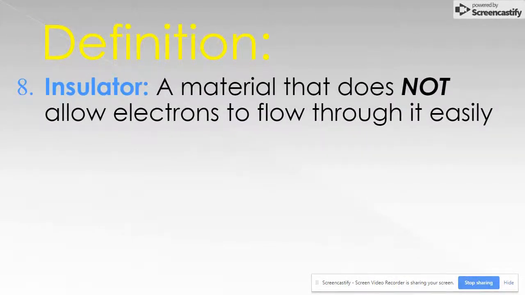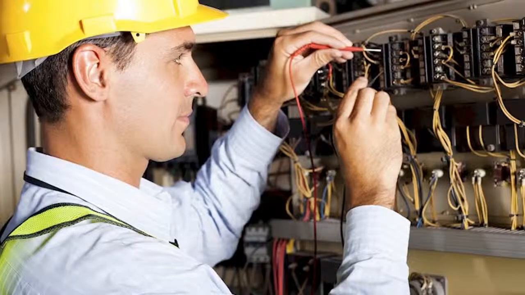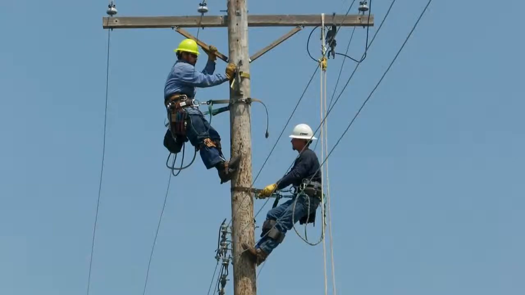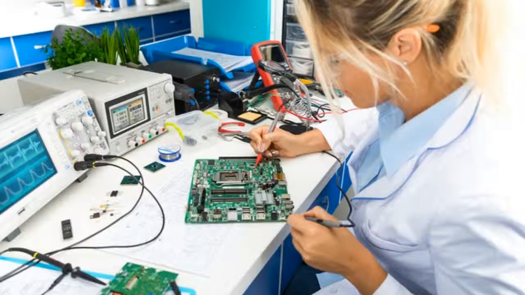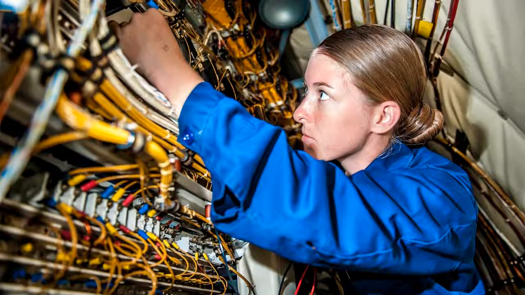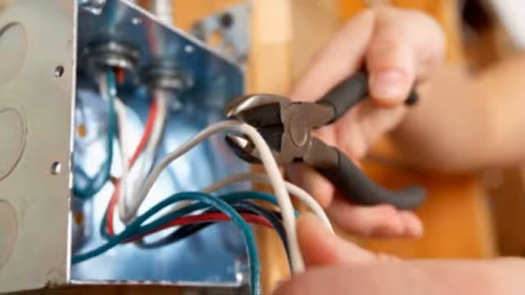Insulators are materials that do not allow electrons to flow through them easily. For professionals working with electricity such as electricians, linemen, or electrical engineers, knowing the difference between conductors and insulators is a critical part of the job. It allows them to work safely and to make smart decisions about what materials to use for different applications.